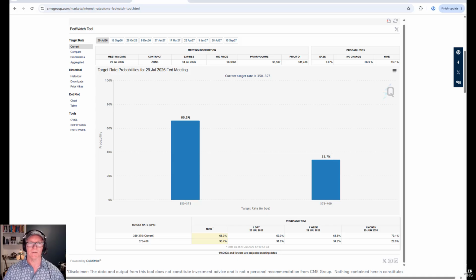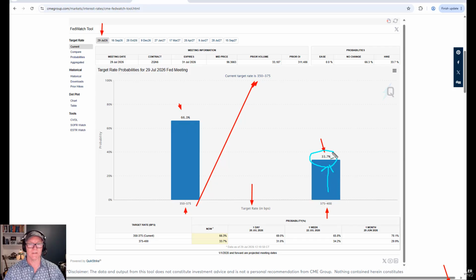And what this shows you, check this out, very important. This is 29 July when I'm recording this, right, 29 July. The current rate is 350 to 375. So what this is showing you, the target rate, 350 to 375, which is the same. There's a 66% chance of no change, right? No rate hike, no rate cut. Now in this one, there is 375 to 400. There is a 33% chance of a rate hike, right?